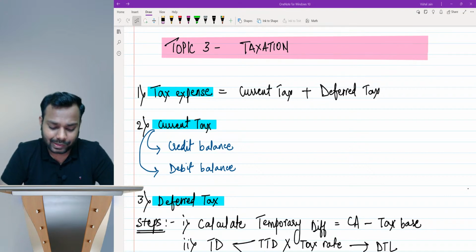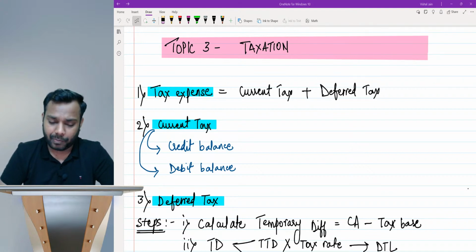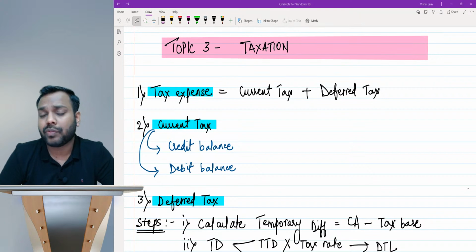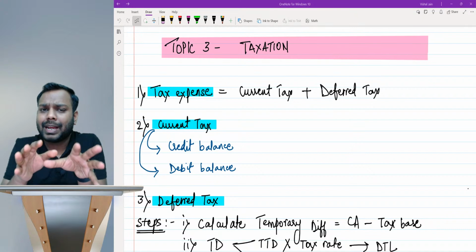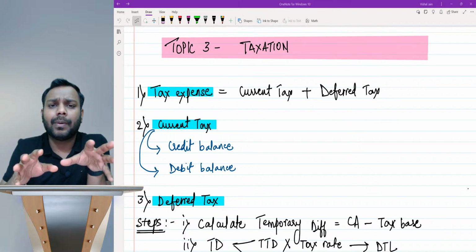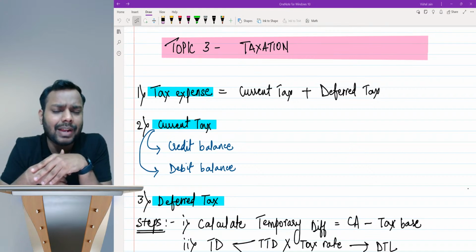Now, current tax is the tax payable as per the provisions of the Income Tax Act. But what happens? This current tax is sometimes not in line with the accounting profits.